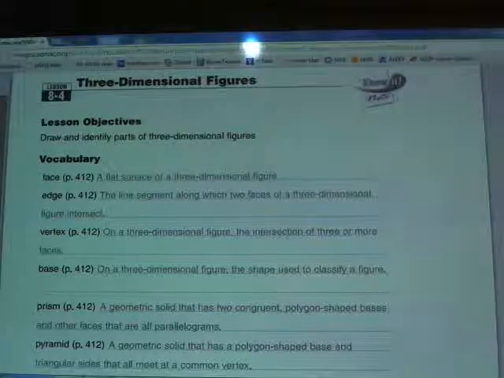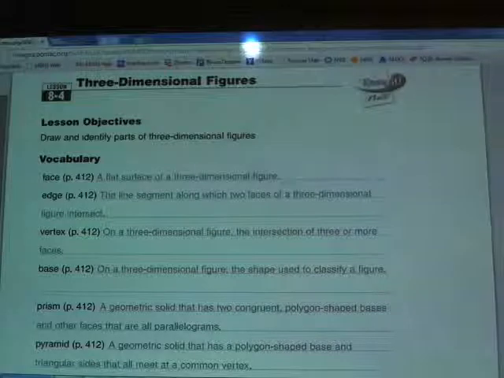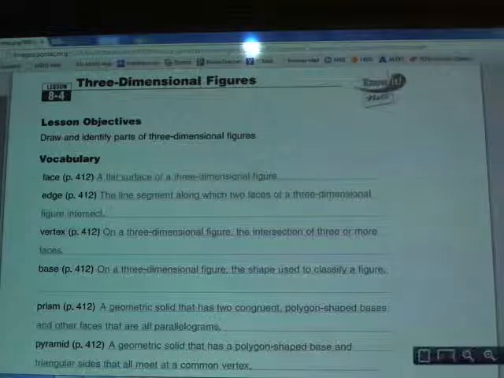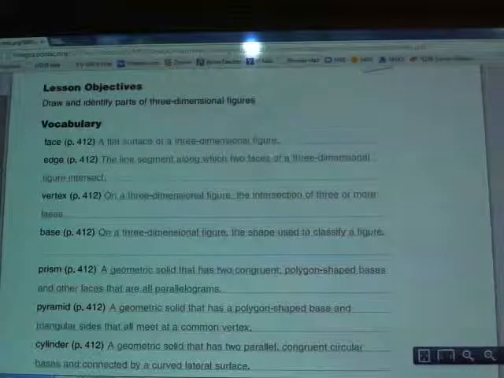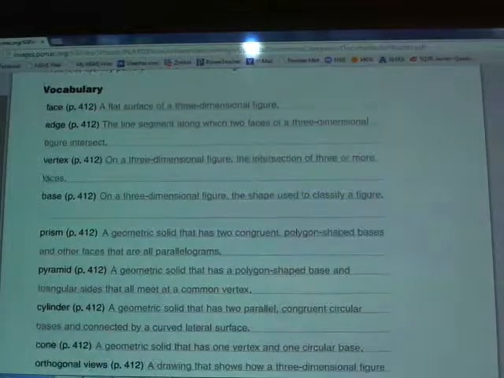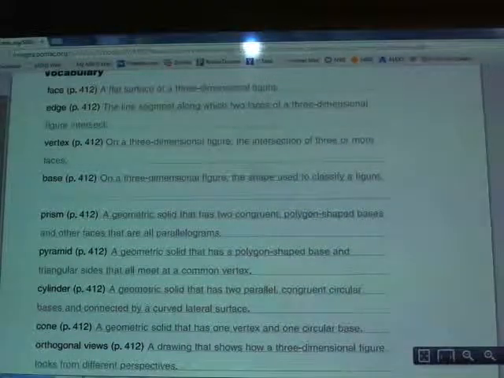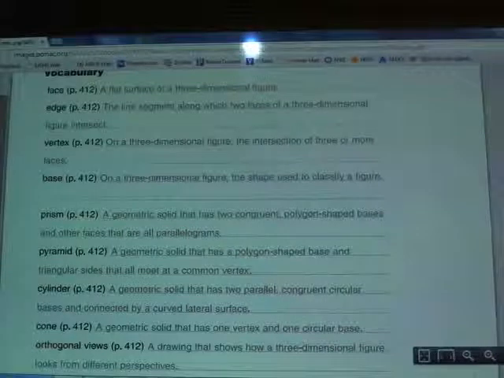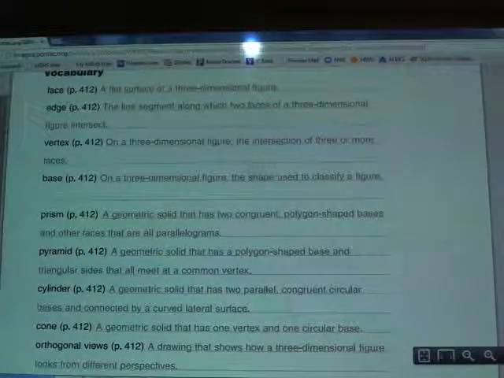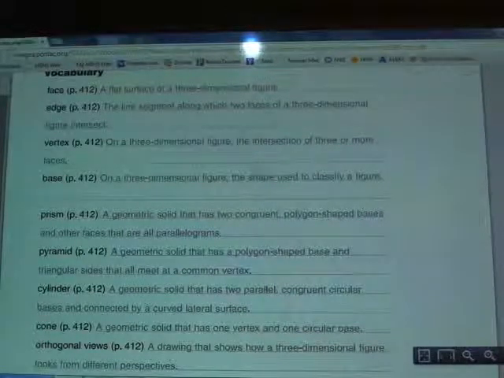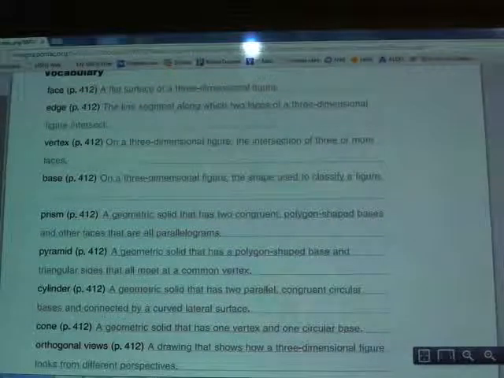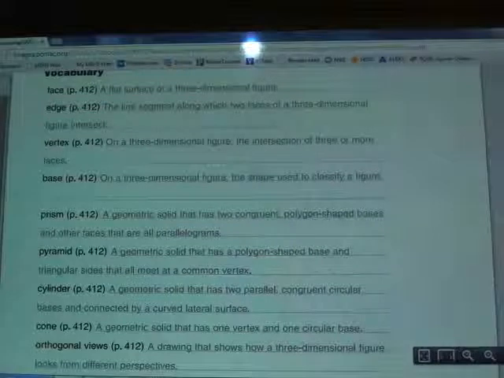As you can see, we've got quite a few definitions to cover here in Chapter 8, Section 4. All right, so the first definition is face. Face is the flat surface of a three-dimensional figure. So really the sides of the shape is what they're defining there when they're talking about face.